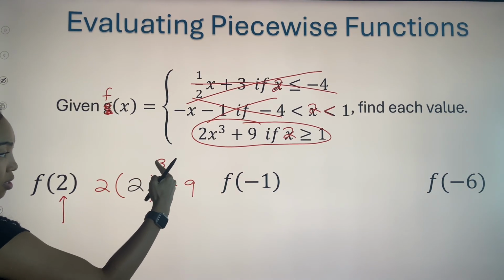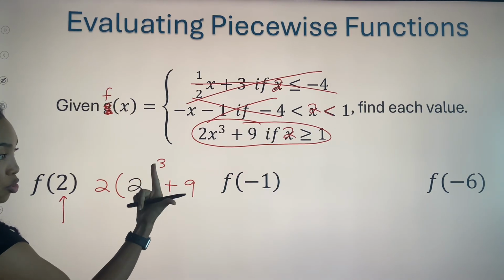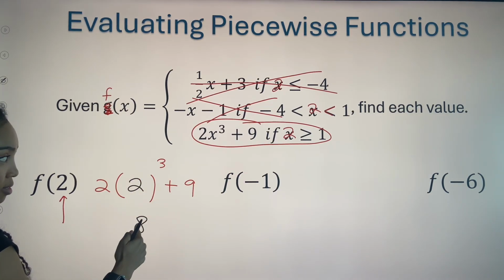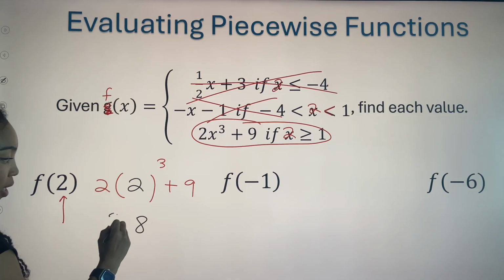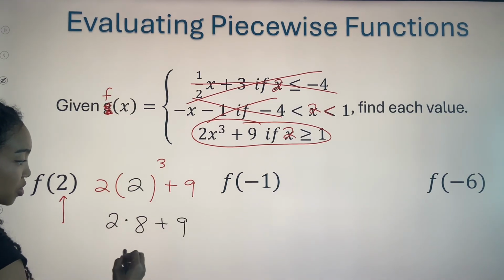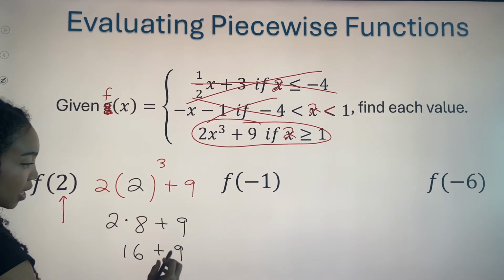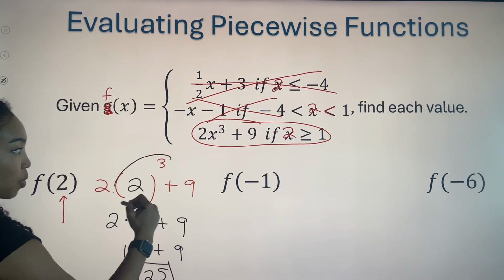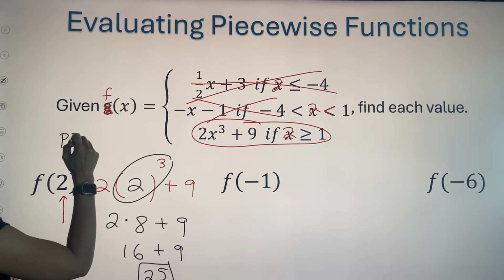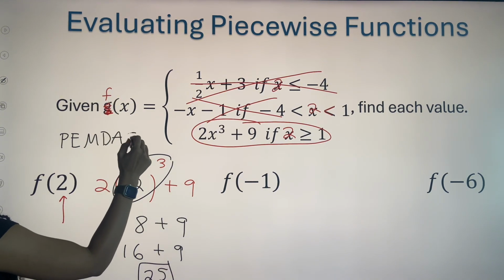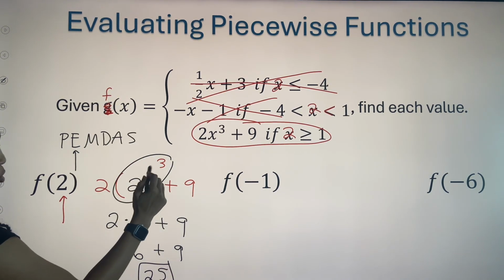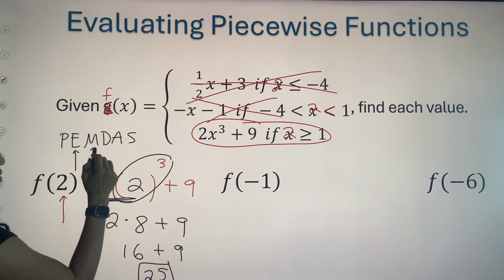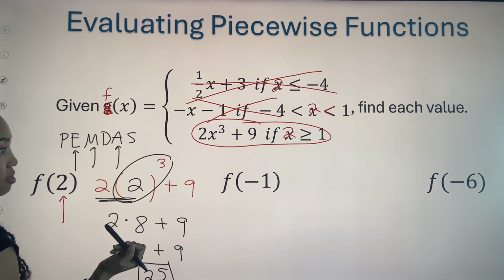2 cubed is 8. 2 times 2 is 4, times another 2 is 8. Now we're going to multiply by 2, which is 16, plus 9 is 25. Notice I did the exponent first because you need to remember the order of operations. We have exponents before we do multiplication, and then addition will come last.